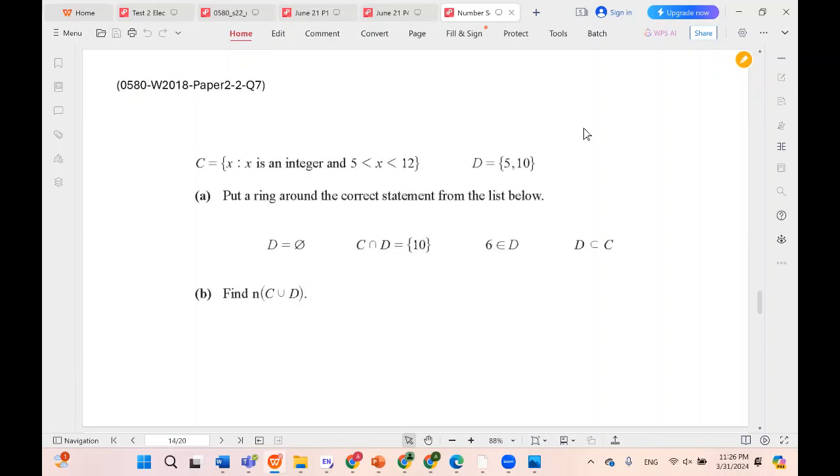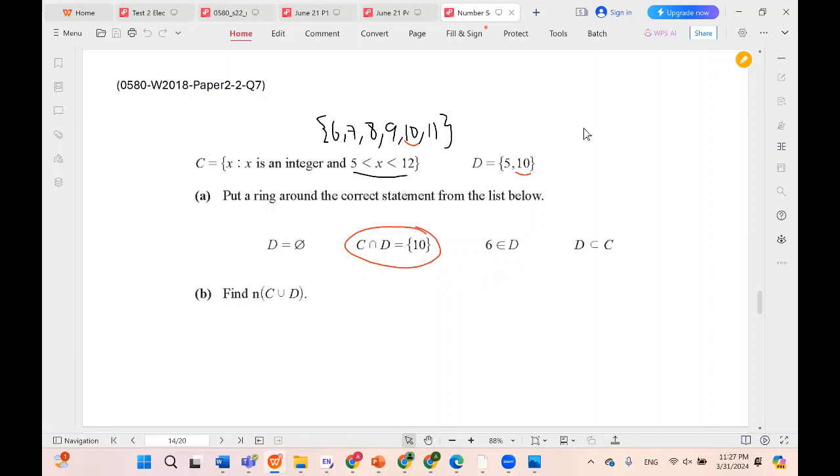In this question, we are told C equals {x such that x is an integer and 5 < x < 12}. D is {5, 10}. Put a ring around the correct statement. So let's first expand this set. It's going to be 6, 7, 8, 9, 10, and 11. So the common number or element between the two sets, of course, is 10. So therefore, the correct statement is C ∩ D = {10}.